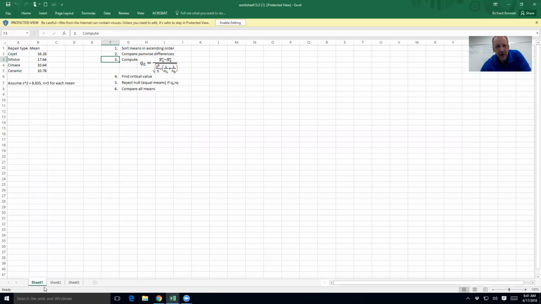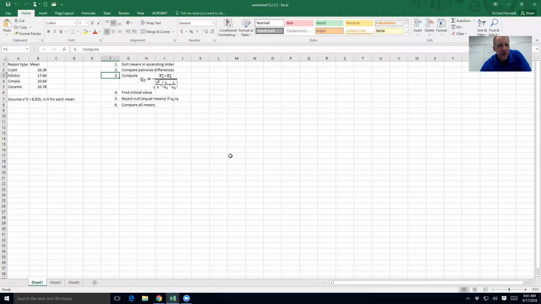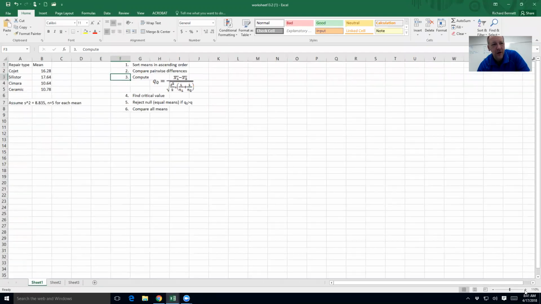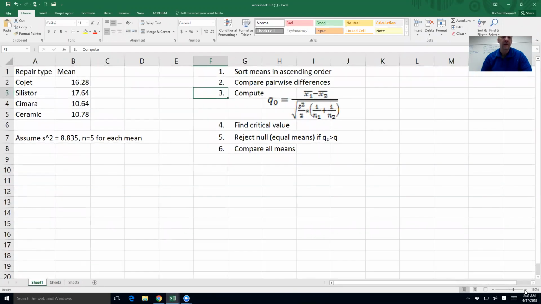So the idea here is, these are tooth repair types. So this is a dentist trying to figure out which one's better. At this point in the problem, we've already done our ANOVA test. We've made our conclusion that at least one of these is different. Now let me just mention something.